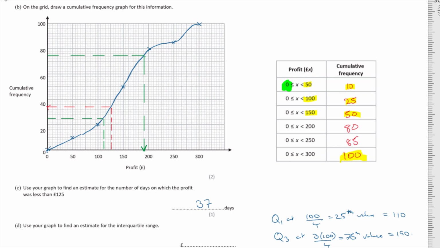Okay. So then the interquartile range is going to be the distance between Q1 and Q3, isn't it? So how far is it from 110 up to 190? Well, that's just going to be 190 take away 110. So the interquartile range is 80, isn't it? Okay, so that's my interquartile range, 80 pounds.